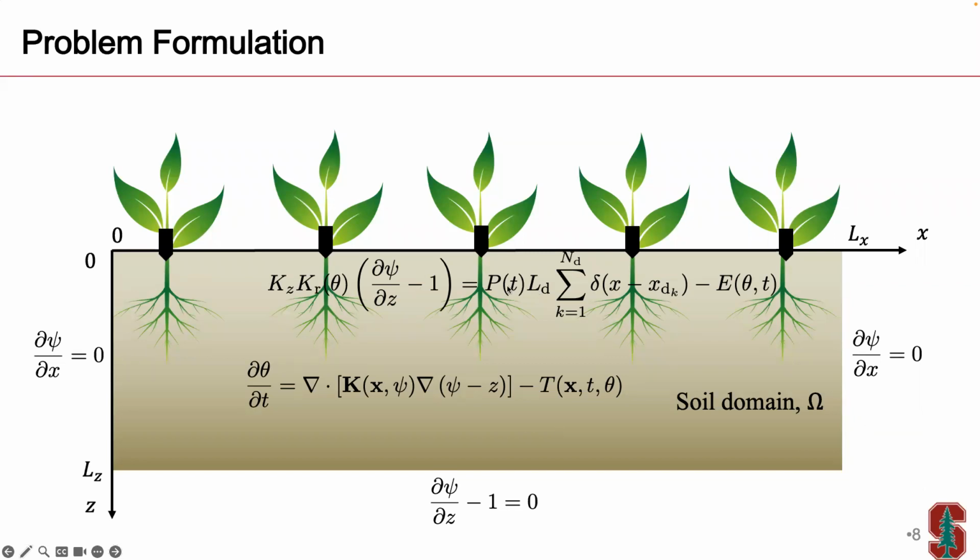At the upper surface, the water flux equals the water flux from the drippers into the soil domain, minus the evaporation from the soil surface. And ND here is the number of drippers we use in the system. And XDK is the location of the drippers, and PT is the flow rate of each dripping device.